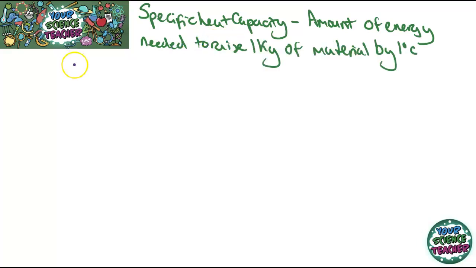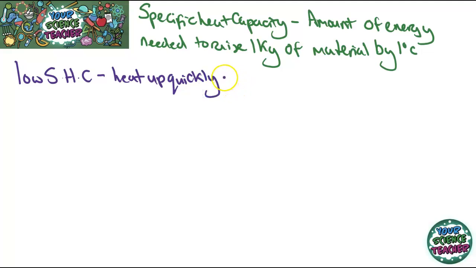Now, how does this relate to the particles in an object? Well, if the particles are closer together and are a good conductor of heat, then that object's going to have a low specific heat capacity. So if it has a low specific heat capacity, it will heat up quickly. And basically, it just means that the particles are really close together. And because the particles are really close together, it's a good conductor of heat.